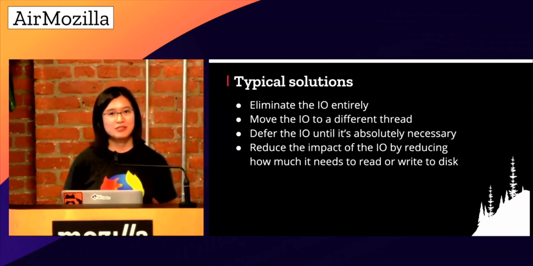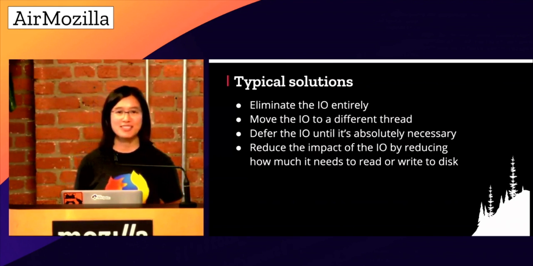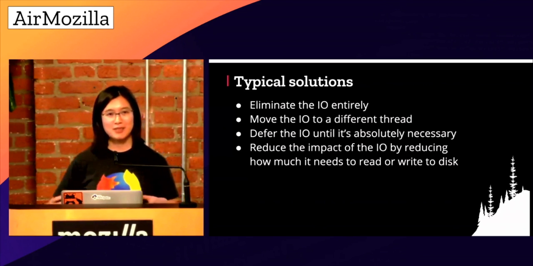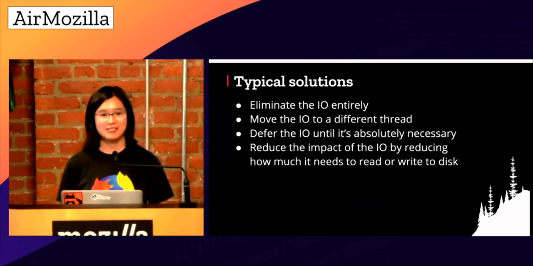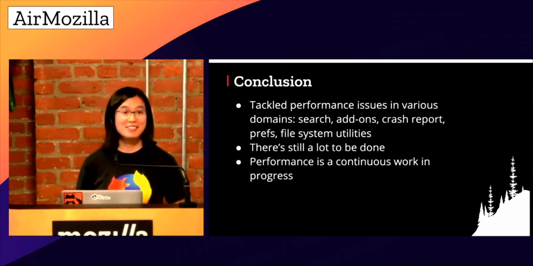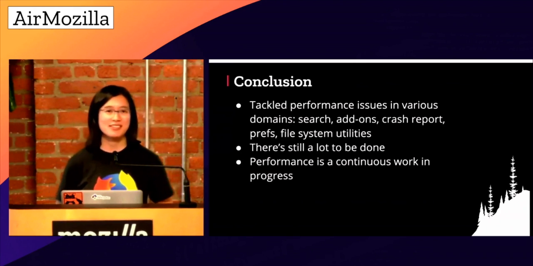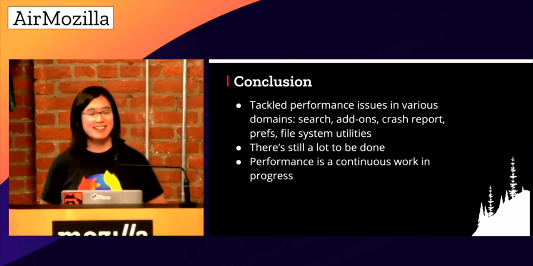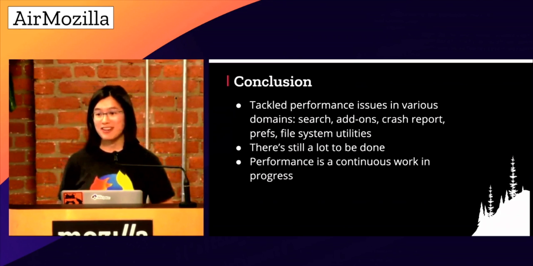And the last solution is to reduce the impact of I/O by reducing how much it needs to read or write to disk. An example of that is that I cached a directory. Once we get that directory the first time, I cached it so we don't have to get it every single time. And it's much more efficient to do that if it's already saved in memory. In conclusion, I tackled performance issues in various domains, including search, add-ons, cache report, prefs, and file system utils. There's still a lot to be done. Performance is a continuous work in progress.